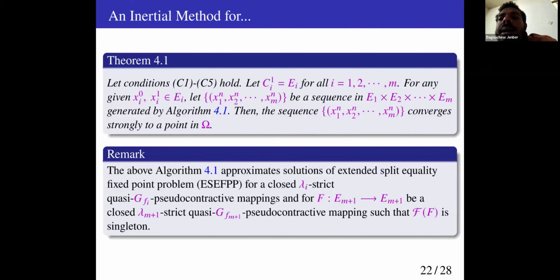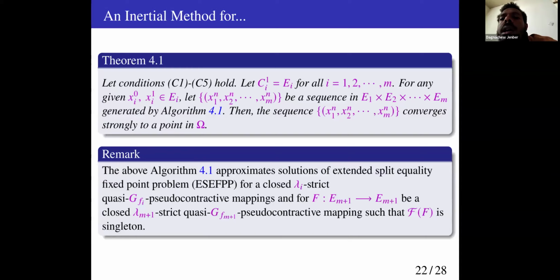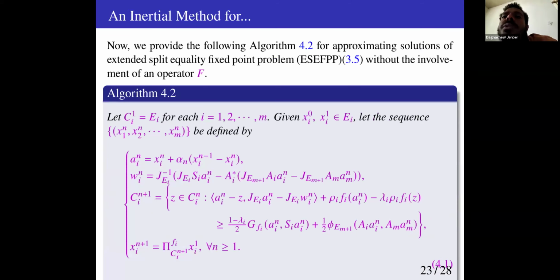So, as remarked, the above algorithm 4.1 approximates solutions of the extended split equality fixed point problem for a closed lambda strict quasi-J pseudo-contractive mapping, and for F from A(m+1) be a closed lambda(m+1) strict quasi-J pseudo-contractive mapping, such that the set of fixed points of F must be a singleton.